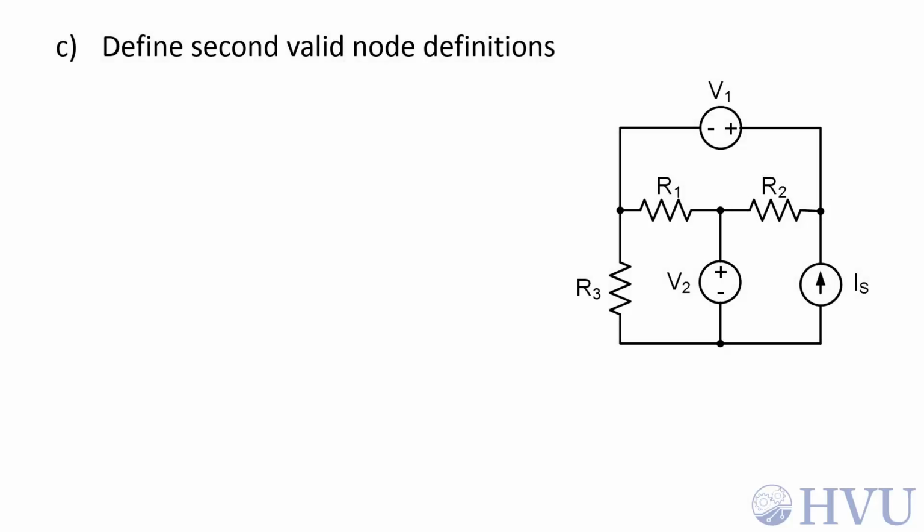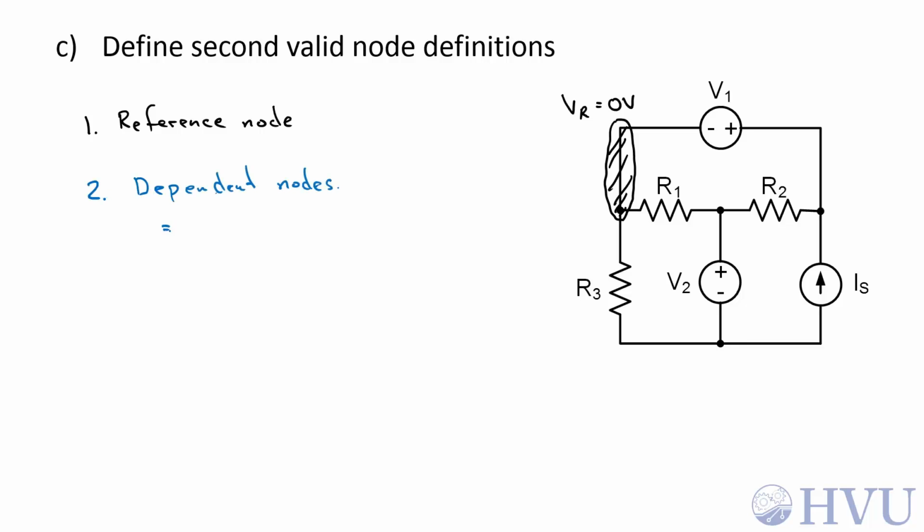Now let's define a second set of node definitions for the same circuit. Again, choose a reference node. That choice is arbitrary. This time around, I'm going to call this node V sub R, and that's my assumed 0-volt level. Next, I define dependent nodes.